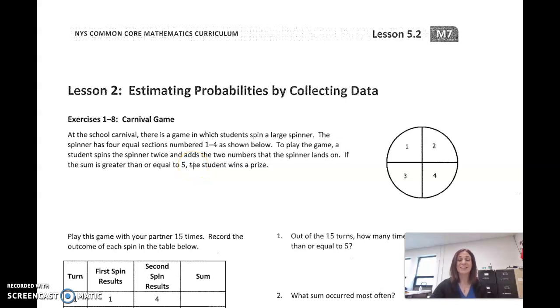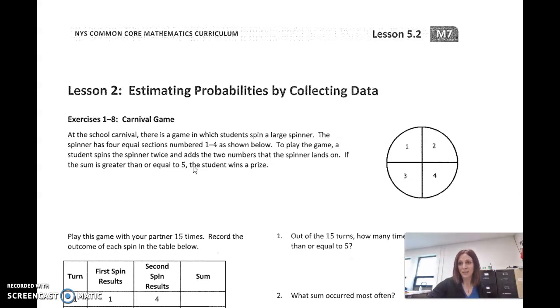Lesson 5.2 is on estimating probabilities by collecting data. Now, remember, we were talking about how probability is basically the chances of something happening. Now we want to gather some data and be able to make predictions from it.